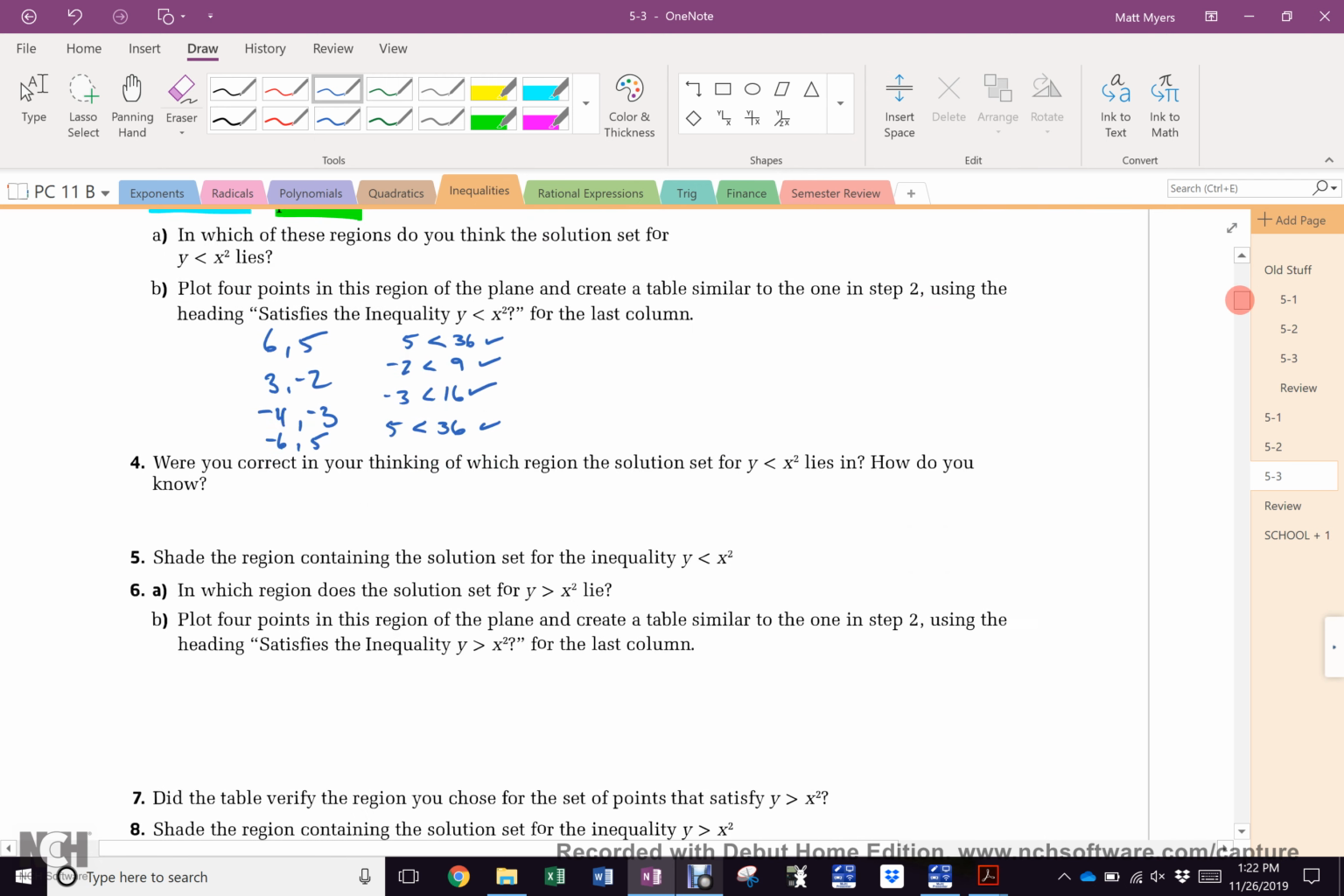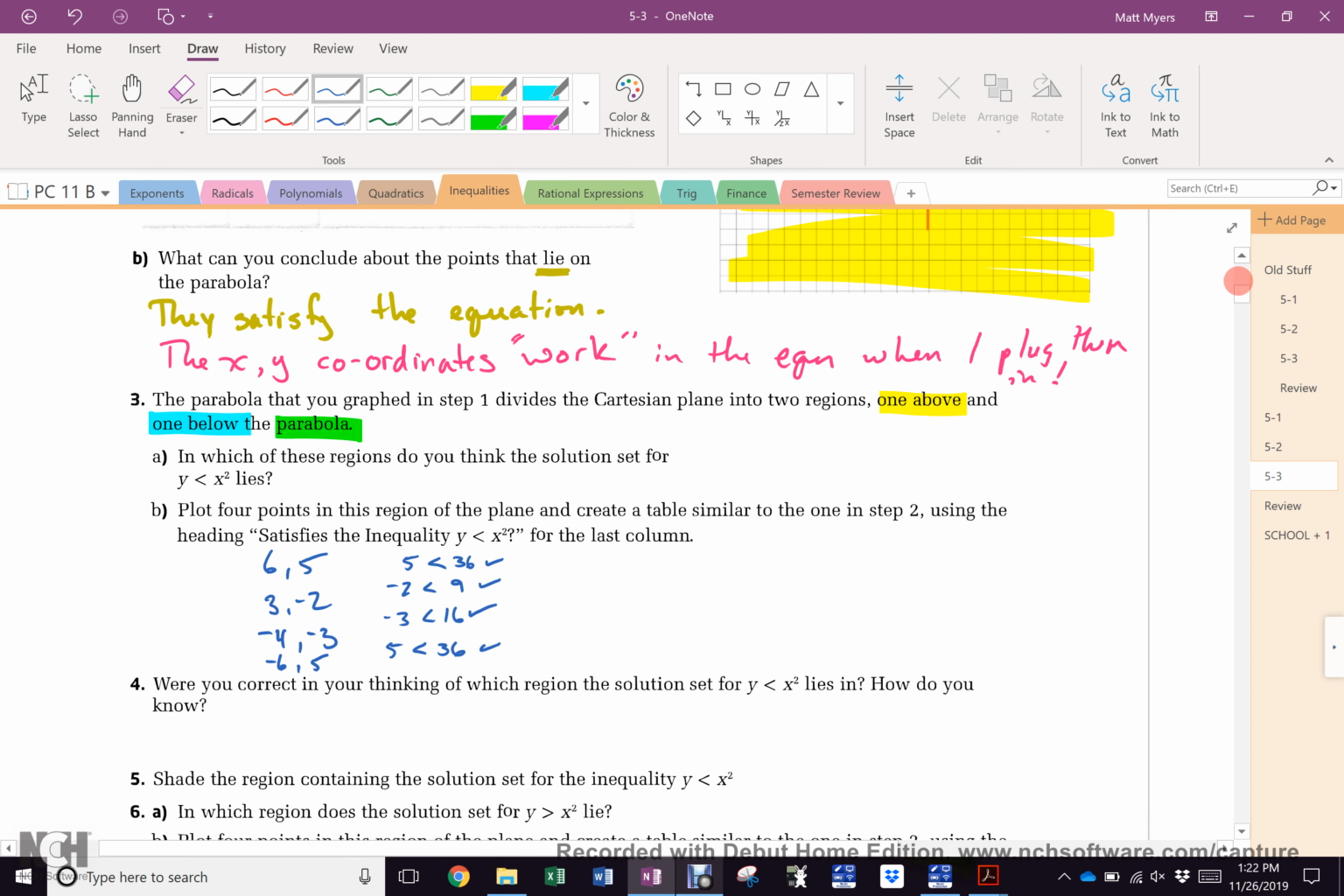So, sir, we all thought that Satjote's region was where the solution lied, right? So Satjote was right. And how did we know? We did test points. Correct? Now, when you read this, you say y is less than x, yes? Where do you find less than things? Above or below? Below.